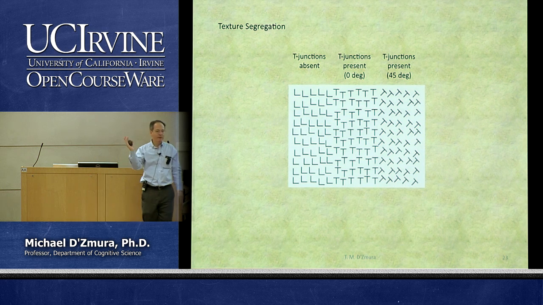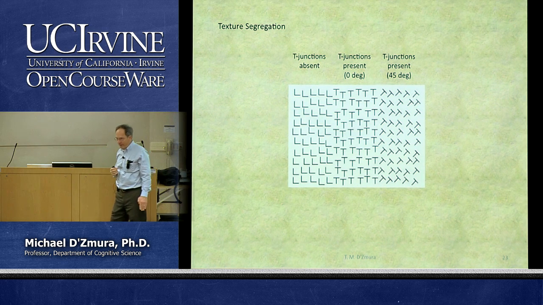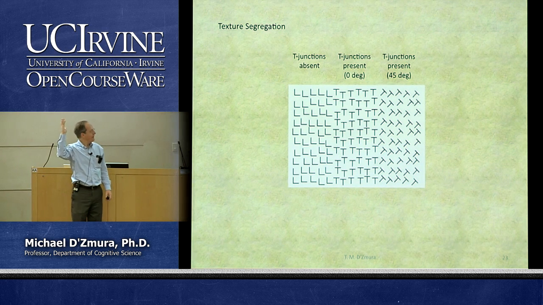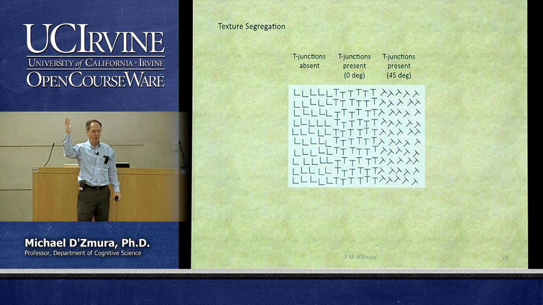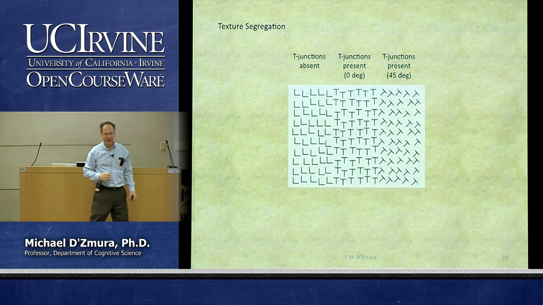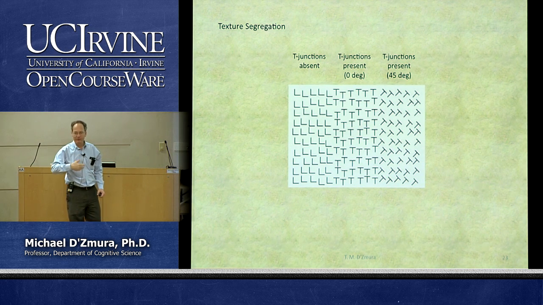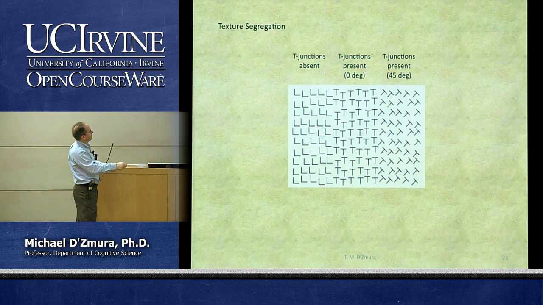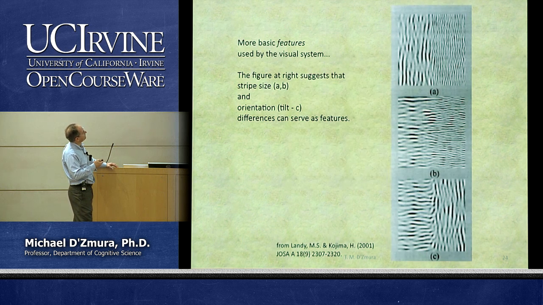We happen to know that orientation is a feature that lets us segregate textures easily. So if everything is upright on one side and tilted on the other, then we can easily see the boundary between upright and tilted because of the difference in the orientation feature. So that would account for this sort of thing here. Orientation is a feature. What are some more features?